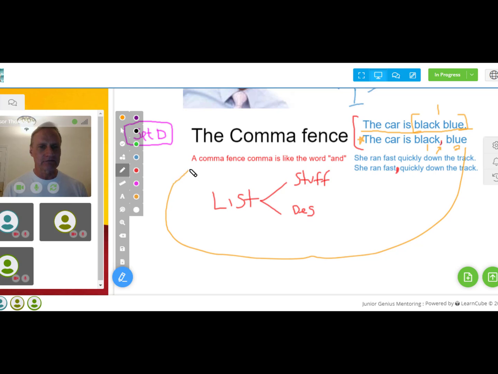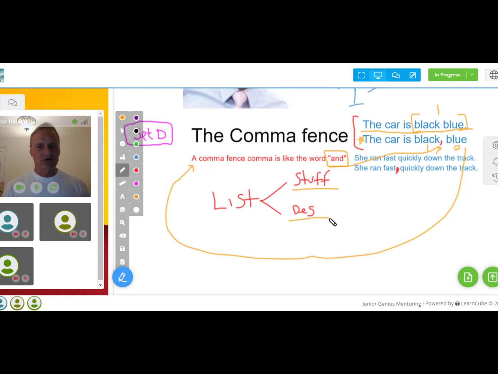That leads us over here to the red. Know it. A comma fence comma is like the word and. Let's take the comma out of there and just say the word and. The car is black and blue. So just think of a comma in this particular case with the stuff as being synonymous with the word and.